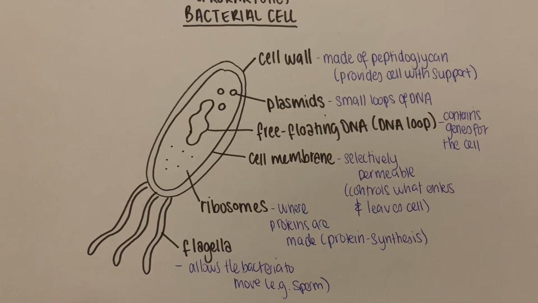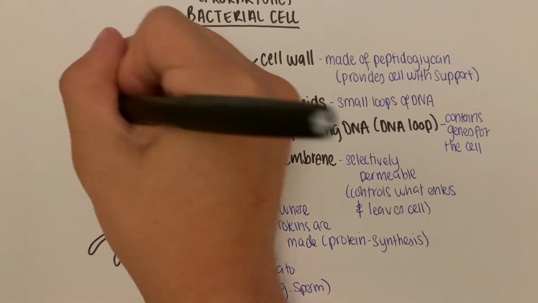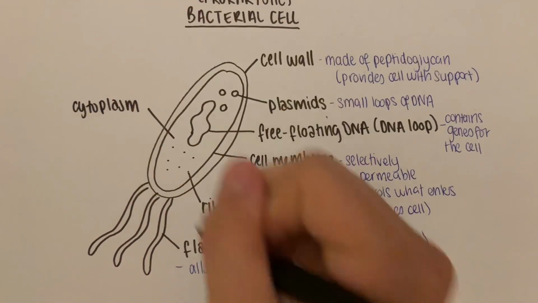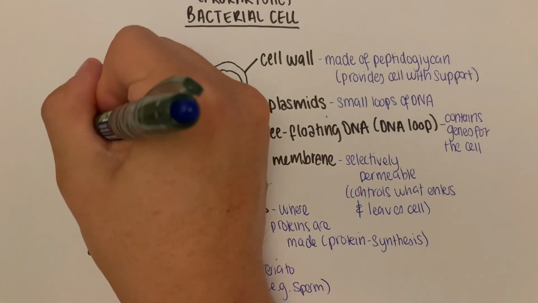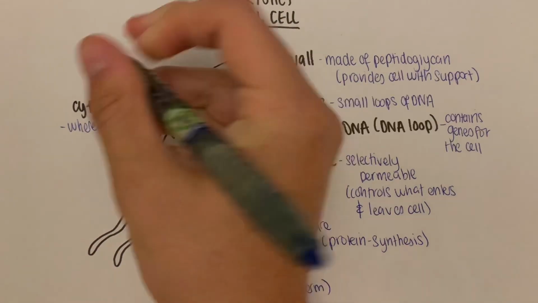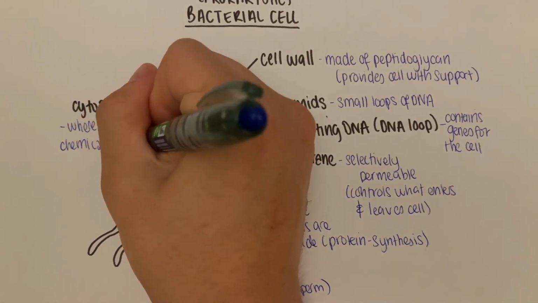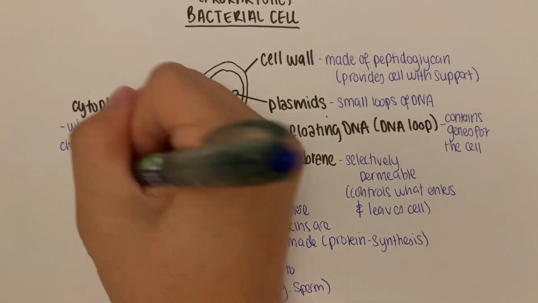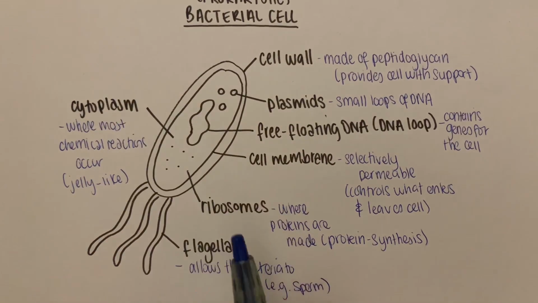I did actually forget in all subcellular structure, which is the cytoplasm. I always forget that one, I don't know why, I always forget it. And the cytoplasm, as you probably know from eukaryotic cells, unless you're doing prokaryotes first, this is where most chemical reactions occur. So it's actually a jelly-like substance, so I'll put that in brackets. So it's a jelly-like substance where most chemical reactions occur.